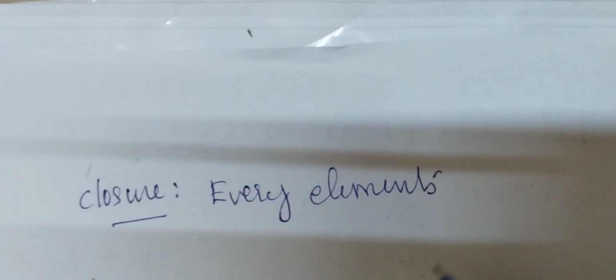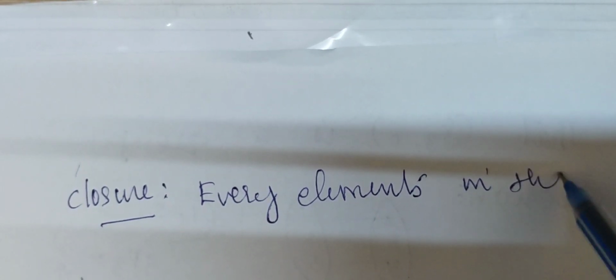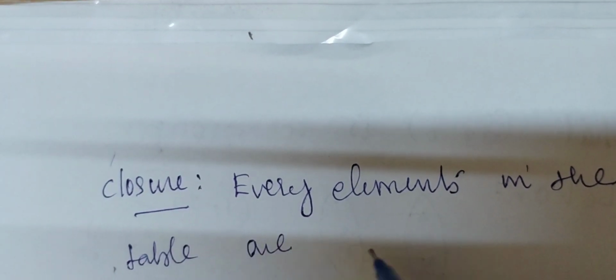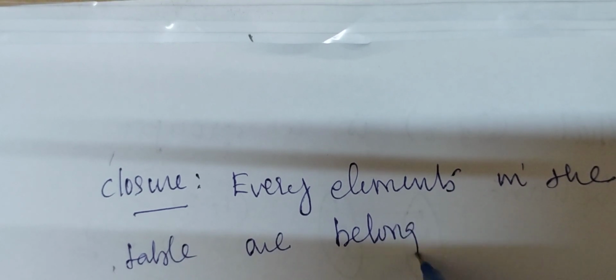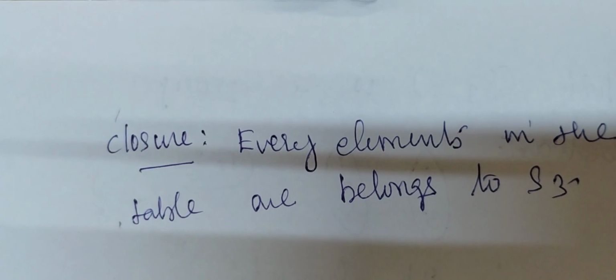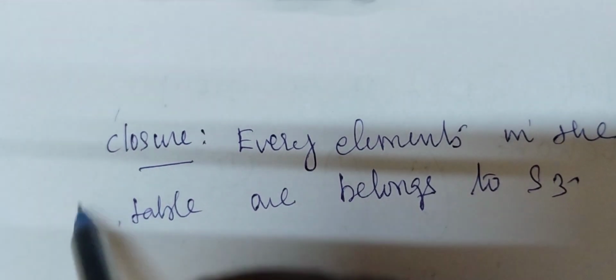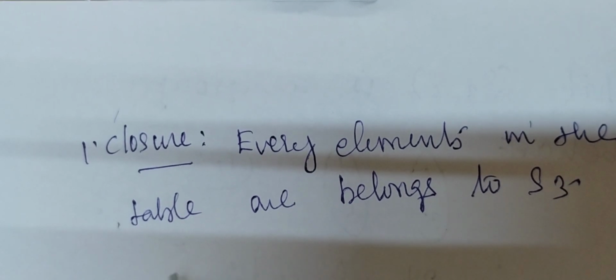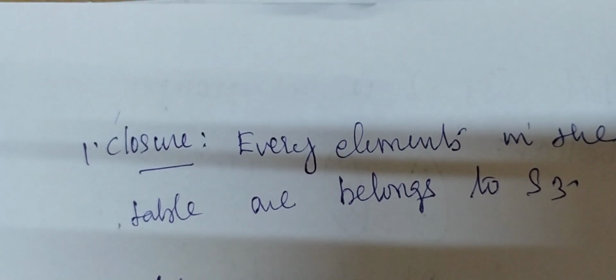So how will you write that one? Every element in the table belongs to S3. Then that is closure. Then now second is associative.